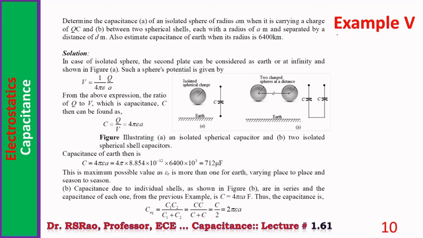Another problem, last one, example 5. Determine the capacitance of an isolated sphere of radius a meter when it is carrying a charge of q coulomb, and between two spherical shells, each with a radius a meter and separated by a distance d meter. Also estimate the capacitance of Earth when its radius is 6,400 kilometers.